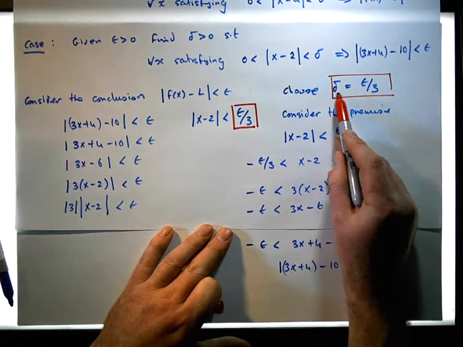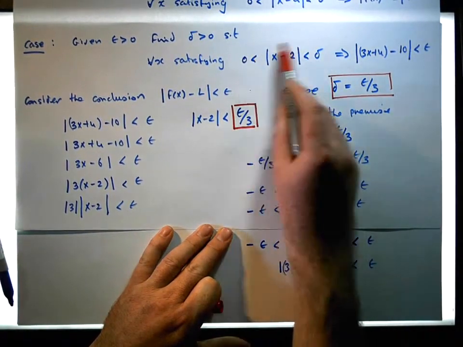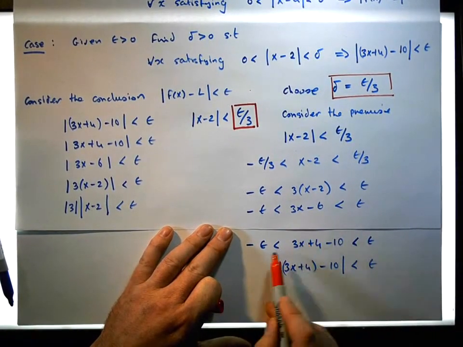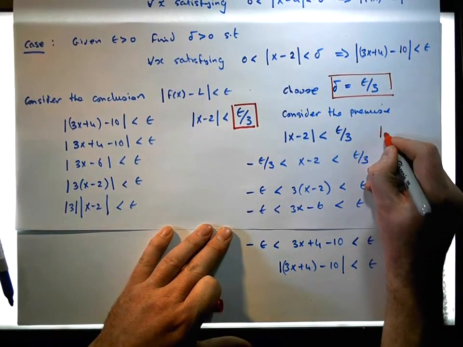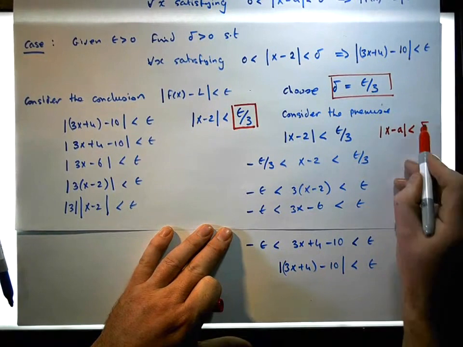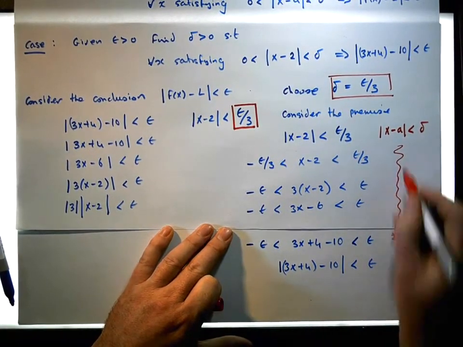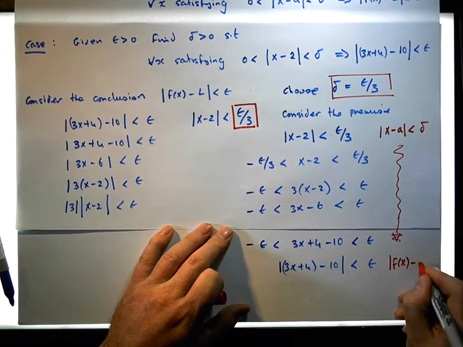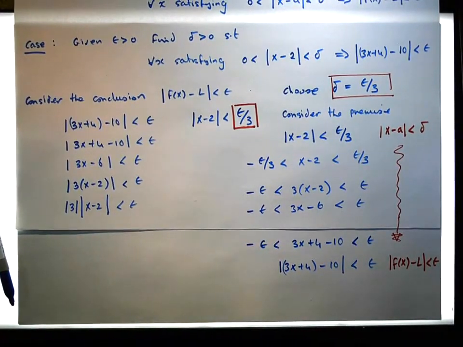So choosing delta equal to epsilon over 3, and now working this fact out here, what we arrive at is our conclusion. So this actually here is our absolute value of x minus a is less than delta. We've found our delta, and what we do is we work that through until we deduce that the absolute value of f of x minus L is less than epsilon, which we've just shown here.